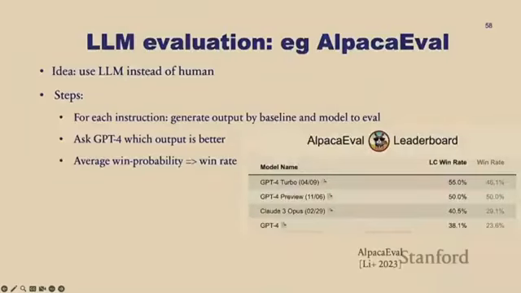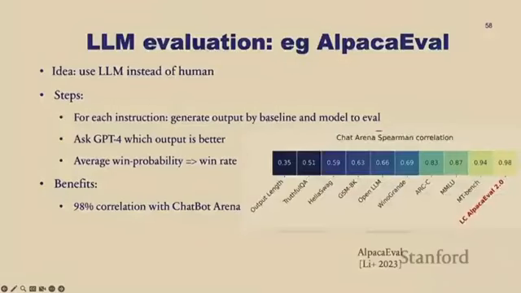And this is the AlpacaEval leaderboard. The benefit of this is that we get 98% correlation with Chatbot Arena, so very high correlation with humans. This is a comparison with correlation with other benchmarks, and it takes less than 3 minutes and less than $10 to run, so it's pretty cheap.